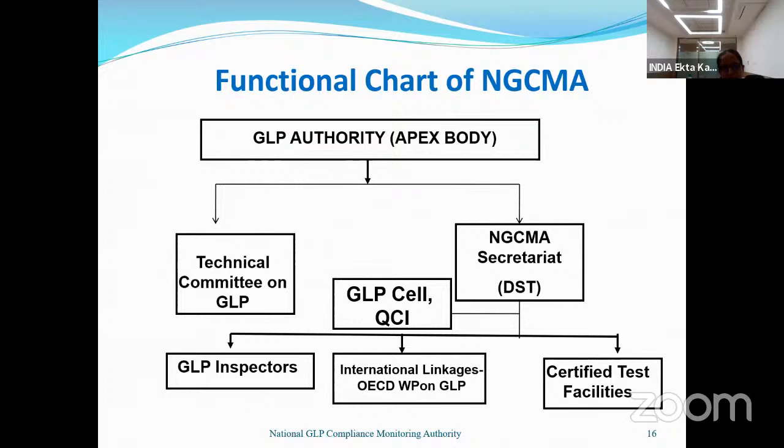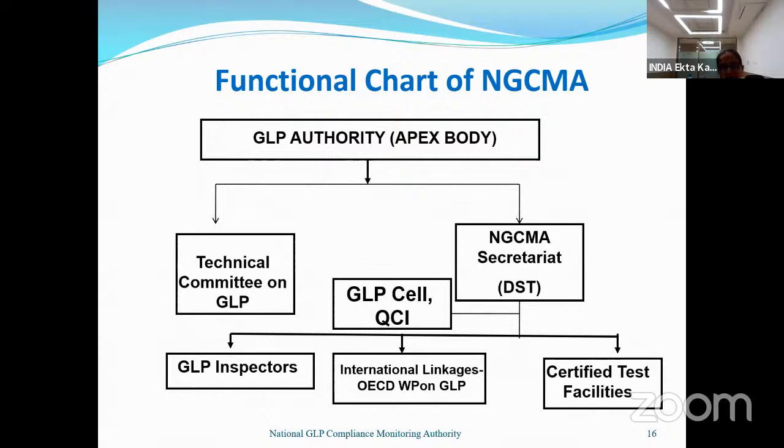We process the applications, conduct inspections, and this is done through the GLP inspectors, who are trained to conduct GLP inspections by NGCMA itself. We also have a recommending body called the Technical Committee on GLP, which recommends whether or not a test facility may be granted GLP certification based on the inspection reports of the various test facilities.